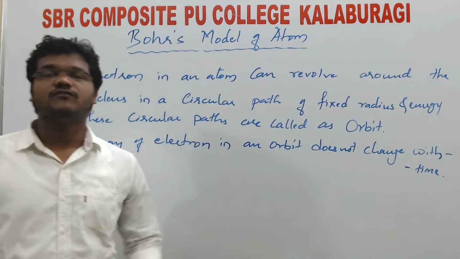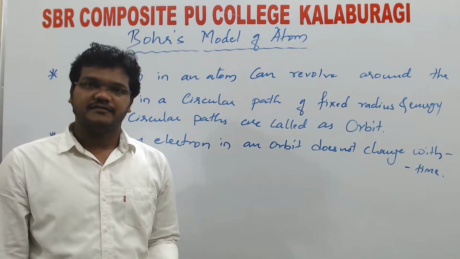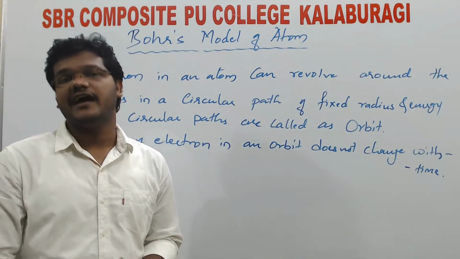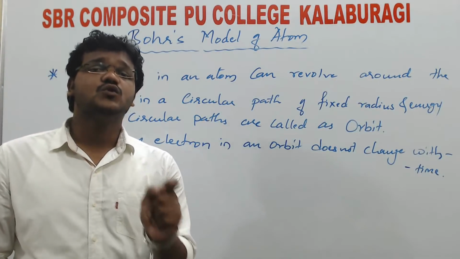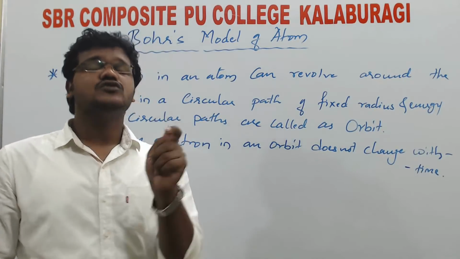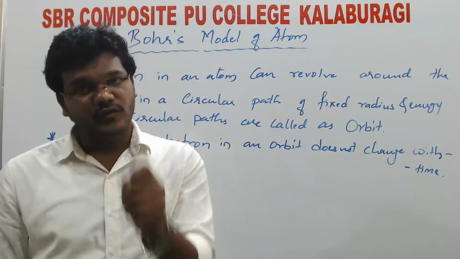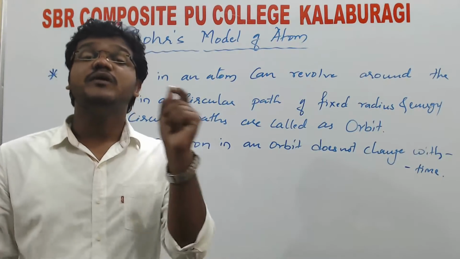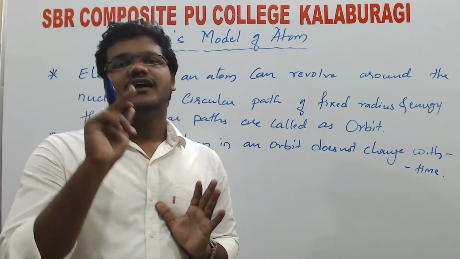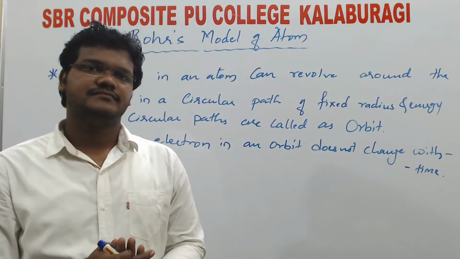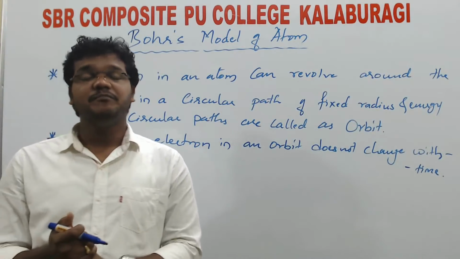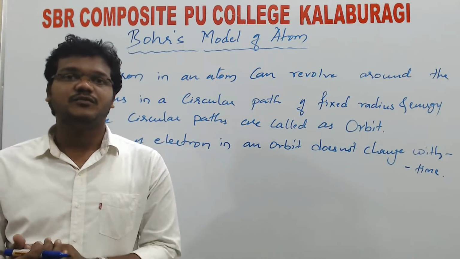The third postulate of Bohr's model of atom. In this postulate, he said that only those orbits are permitted in which the angular momentum of the electron is an integral multiple of h by 2 pi. H by 2 pi. Please listen to me, I'm talking about the third postulate.